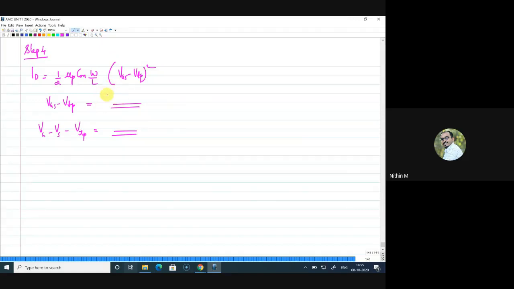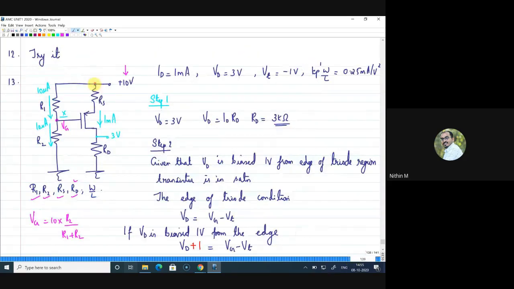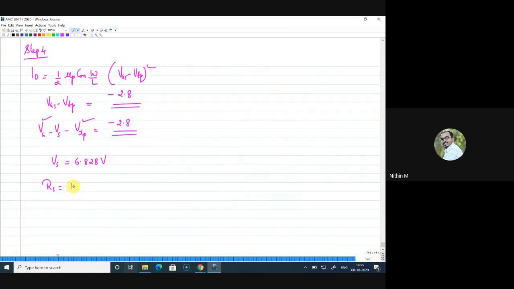You will get two values. So if you calculate, you will get this as minus 2.8. So for this minus 2.8, substitute what is Vg and Vt, and you will get the value for Vs. Vs will be 6.828. This will be Vs. Now you can find Rs. What is Rs from the circuit diagram? Rs is 10 minus this Vs divided by 1 milliamps current. So Rs is 10 minus 6.828 divided by 1 milliamps of current is equal to 3.172 kilo ohms, which is Rs.